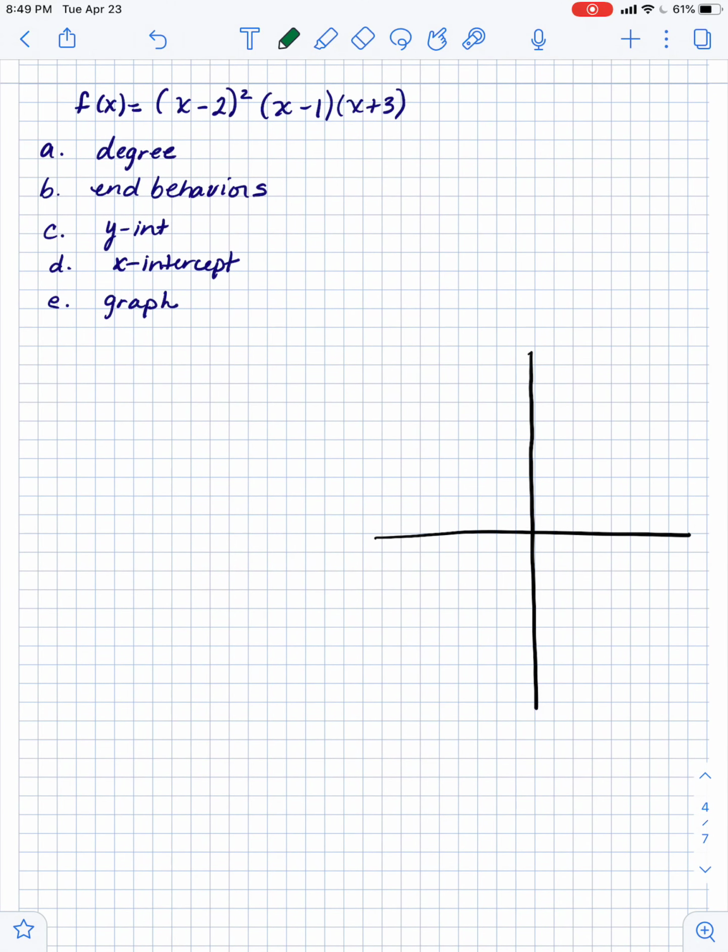Okay, so in this video, we're going to focus on the higher order polynomials, so 3s, 4s, and 5s. So we're going to go ahead and get started on this one. Now, this one is an easier one because it's already in factored form, so that's going to save you some work. Now, the first question is, what is the degree?